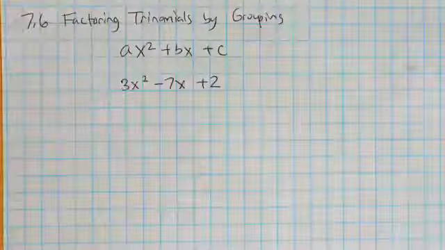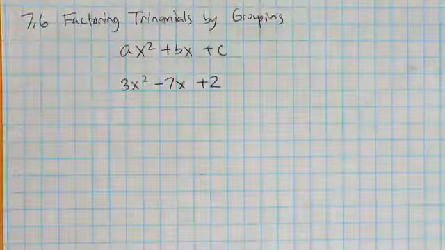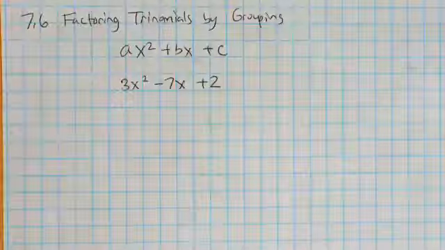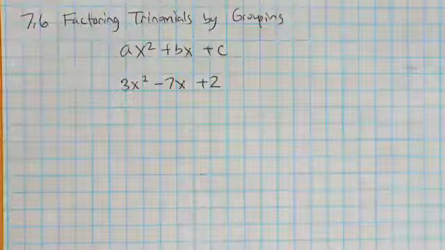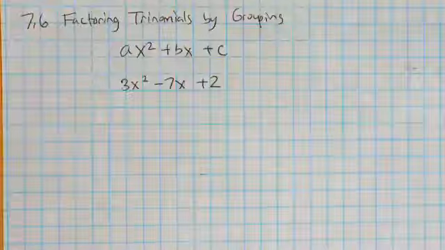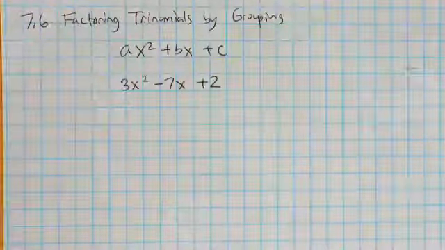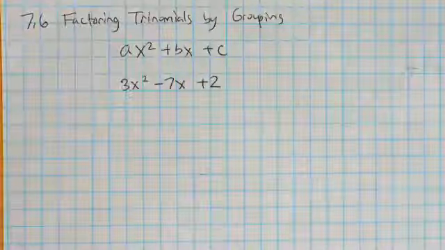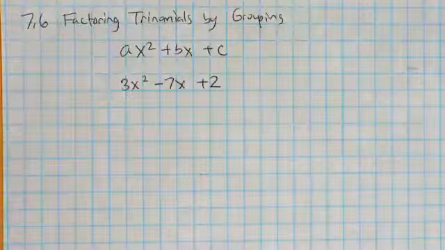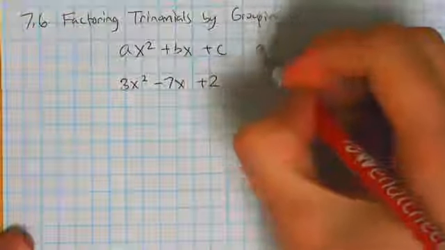Today we're taking a look at factoring trinomials by grouping. In particular, the type of trinomials we're looking at today are of the form ax squared plus bx plus c. And we have an example written below our general form, which is 3x squared minus 7x plus 2. So we're going to go ahead and pick out our a, b, and c.